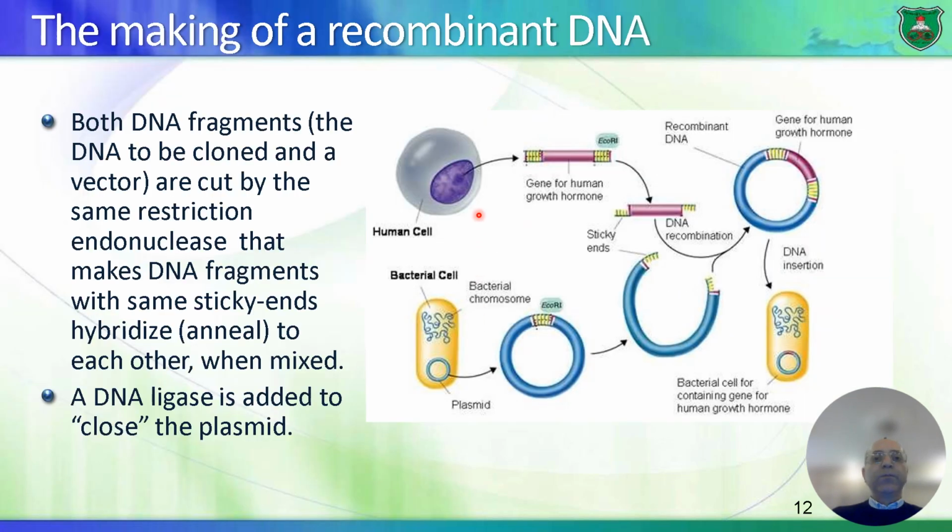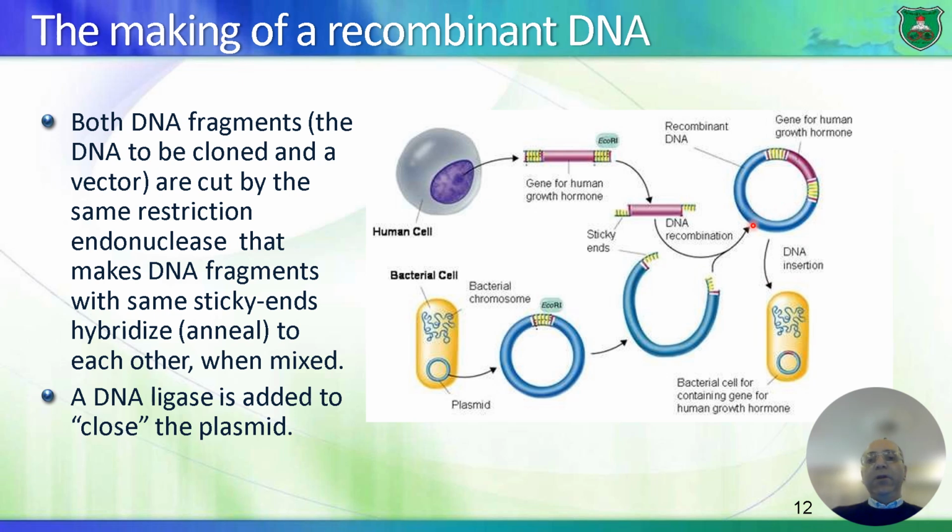Again, here we go. So we take DNA from human cells. We add EcoRI, let's say. Again, we can add any restriction endonuclease. Cohesive ends are created. We add the same endonuclease to the plasmid, creating cohesive ends as well. So here we take the plasmid from bacteria, and we cut the plasmid with EcoRI. We combine them with each other, in addition to a ligase, and here we have the recombinant DNA.